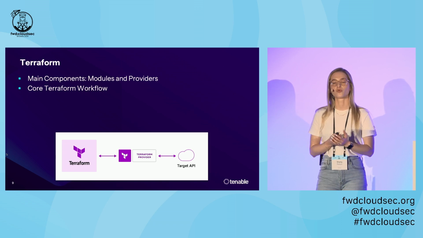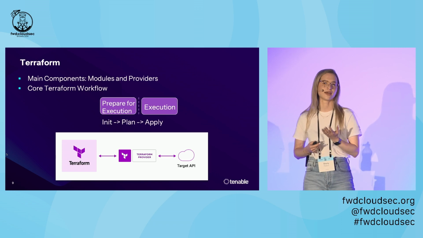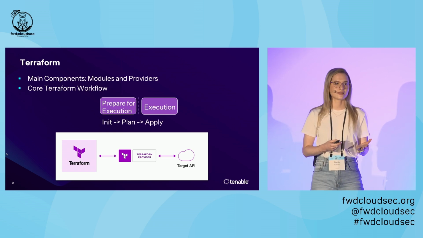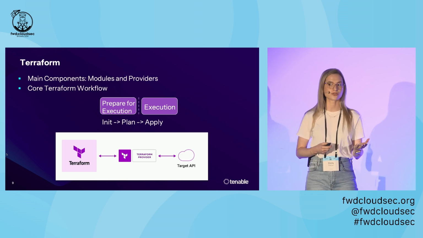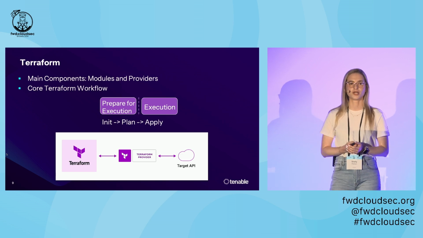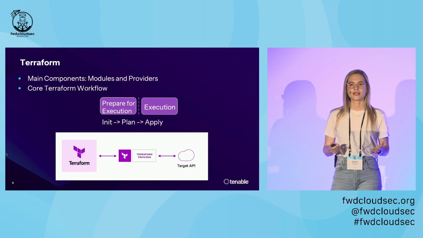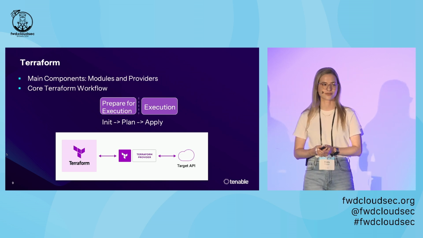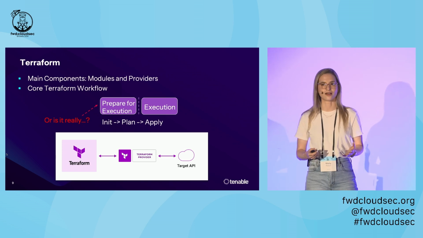And the core Terraform workflow consists of three main stages: init, plan, and apply. Init is where you fetch your dependencies locally, including all the required modules and providers. Plan is where you create a diff between the state in your code and the current state in the cloud. And apply is where changes are taking place. And remember these 3 stages, as we will soon see why they are important.